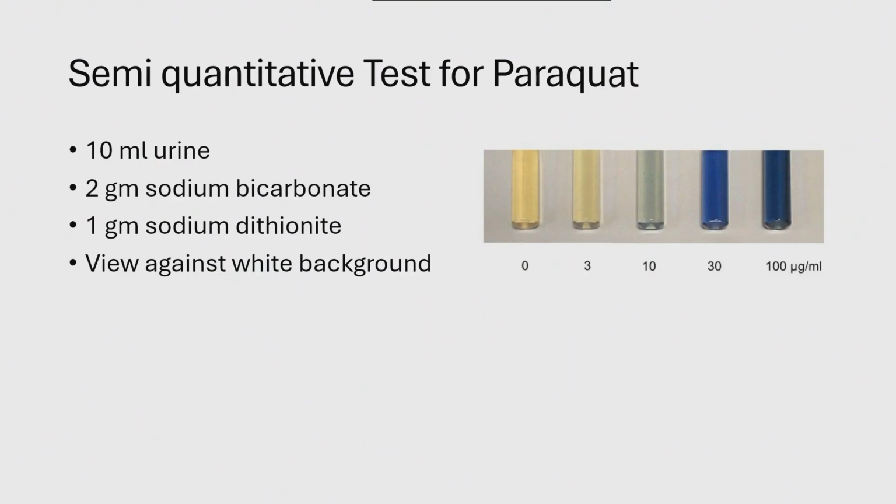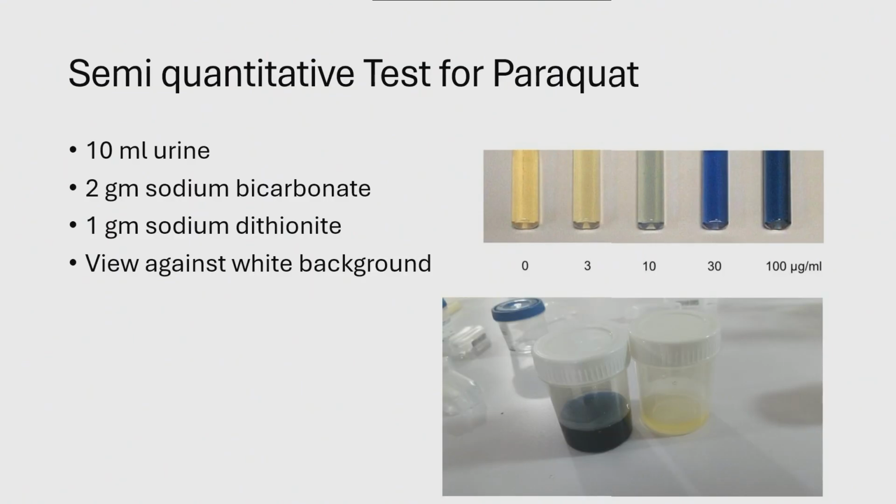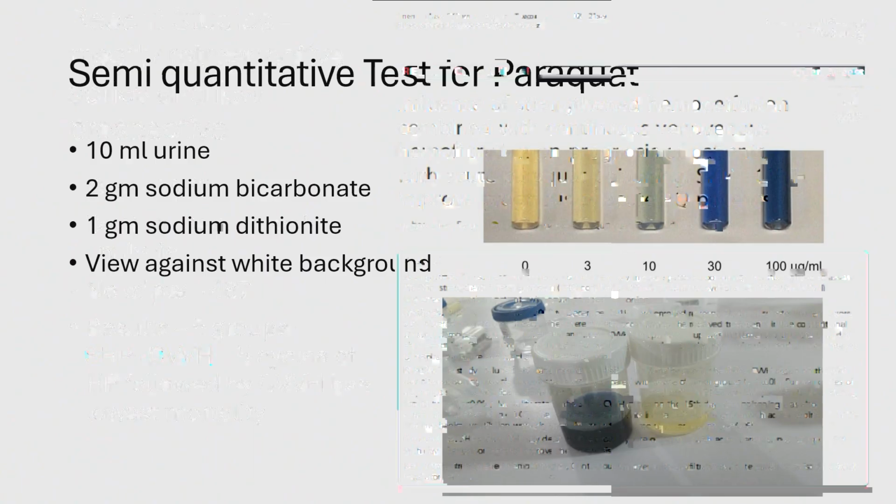There is a semi-quantitative test for paraquat. It is called the sodium dithionite test. You have to take 10 ml of urine, 2 grams of sodium bicarbonate and 1 gram of this salt, and view it against a white background. The dark blue color indicates a very high level of paraquat. This is one sample from our patient, and the pale one is after 7 cycles of hemoperfusion.